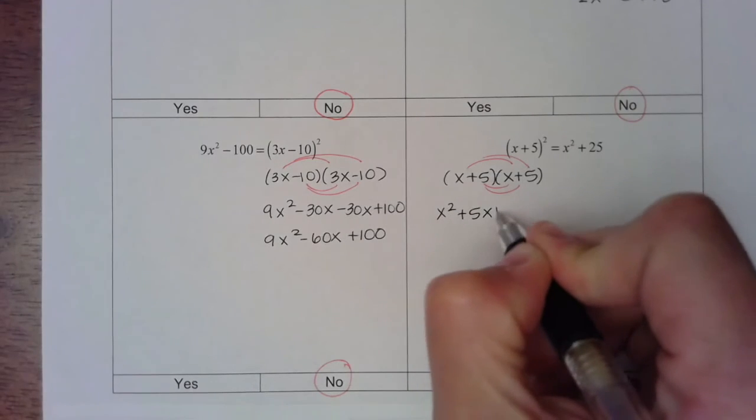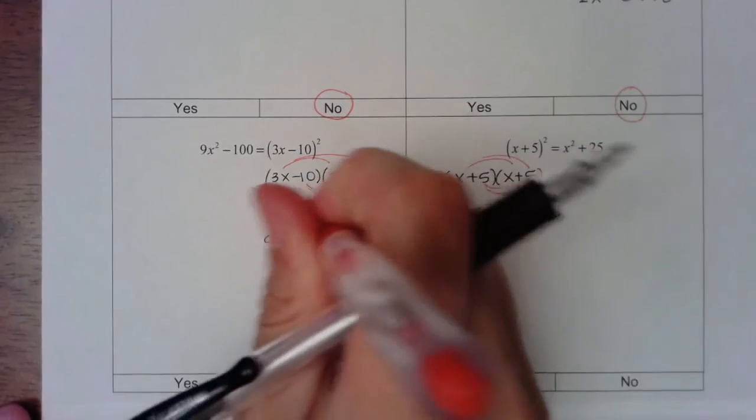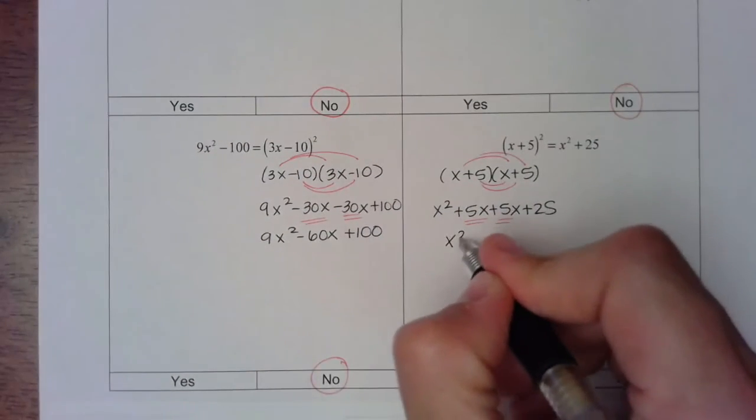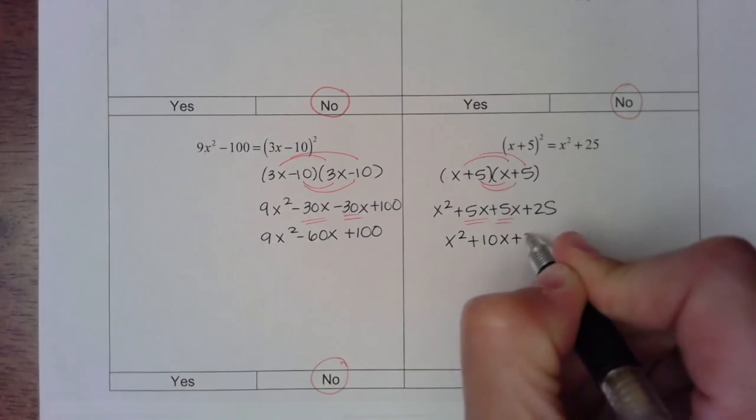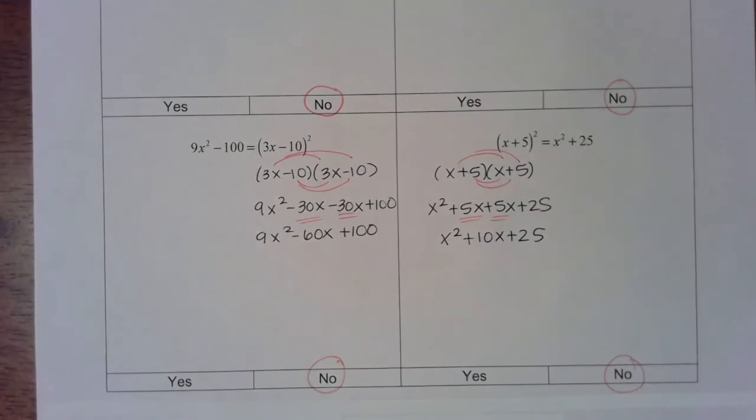X squared plus 5x plus 5x plus 25. And so then, just like these two combined together in the last one, these two will combine together in this one. So I'll get x squared plus 10x plus 25. And as you can see, those are not the same. So you'd circle no for this one as well.